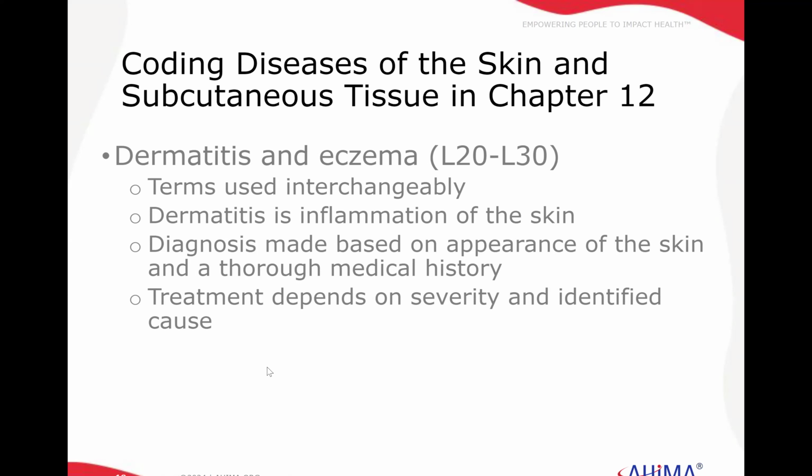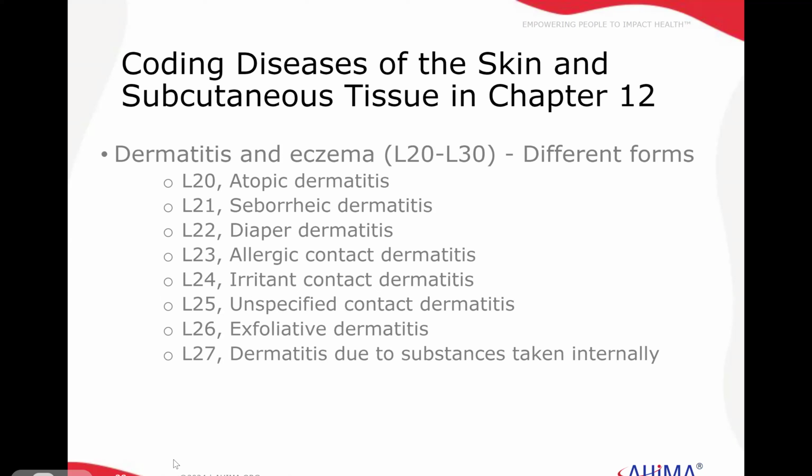And again, we talked about how dermatitis and eczema are used interchangeably. The diagnosis is made on the appearance of the skin and through a medical history and a complete exam. And there are different codes that break down the type and the severity and what's caused the eczema or dermatitis. You can see some of these here. Atopic dermatitis, seborrheic dermatitis, diaper dermatitis, irritant contact, and so on. Important to keep reading for the terms surrounding dermatitis.